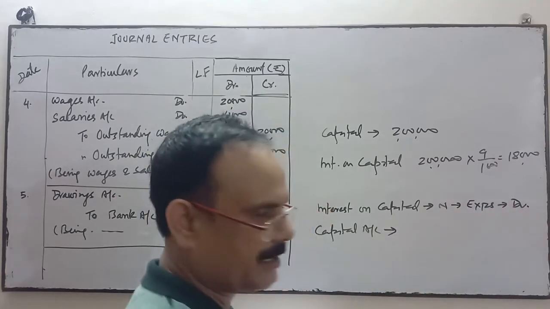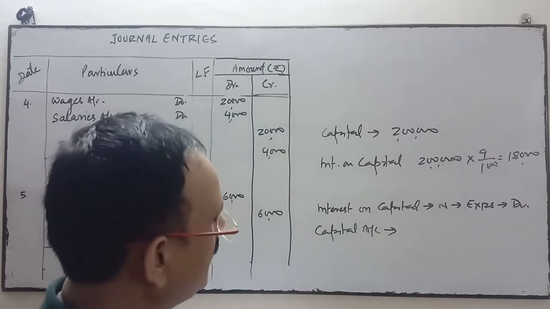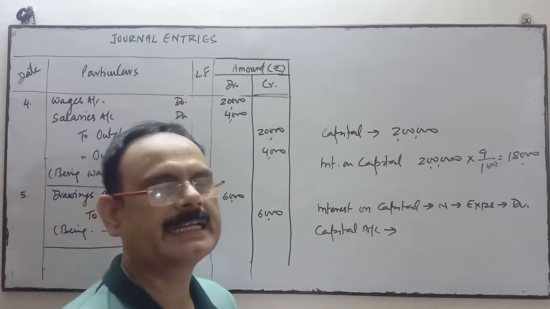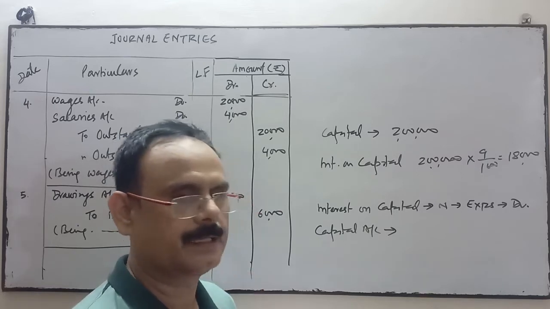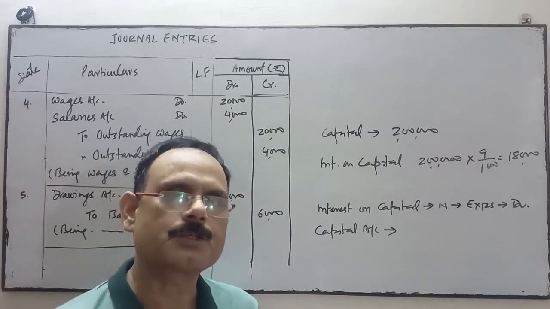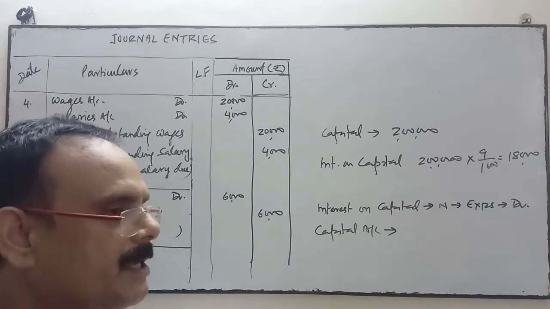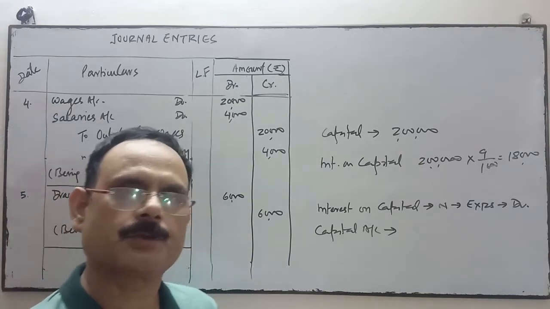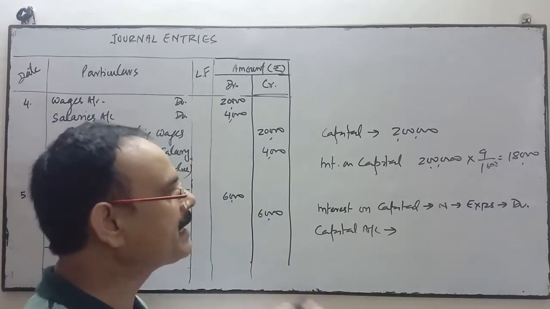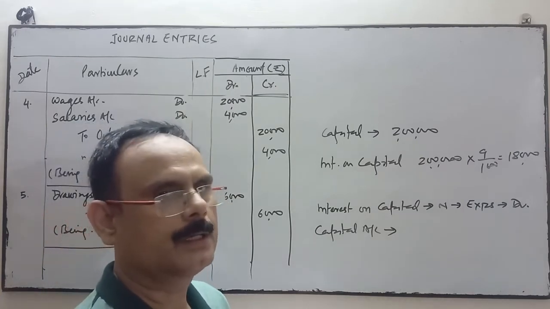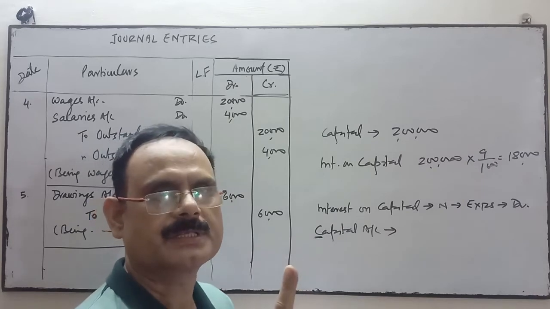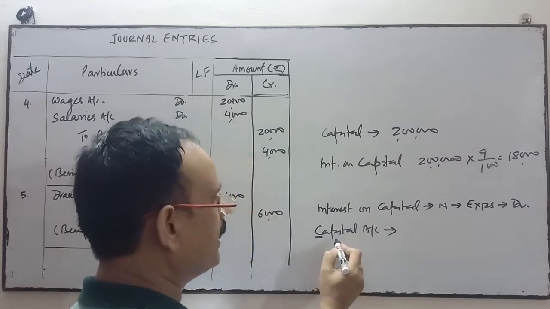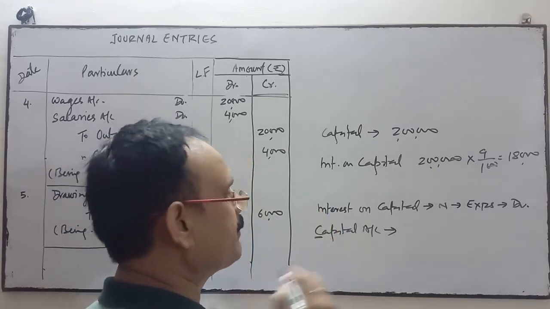Now come to the capital account. Interest is not given yet. It is due, not yet given. It is a provision. Provide interest on capital means it's a provision for interest on capital. So to whom has the interest to be paid? The owner. Capital represents the owner of the business, so to him the interest on capital will be given.